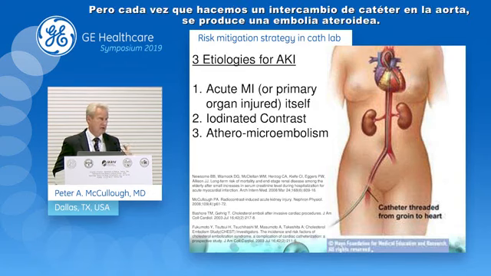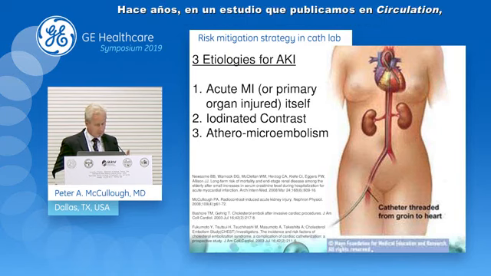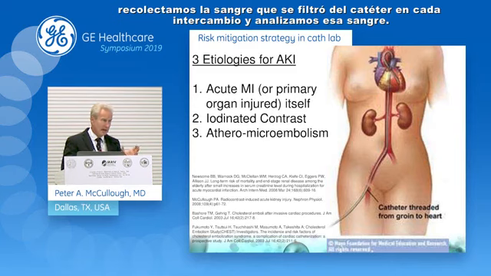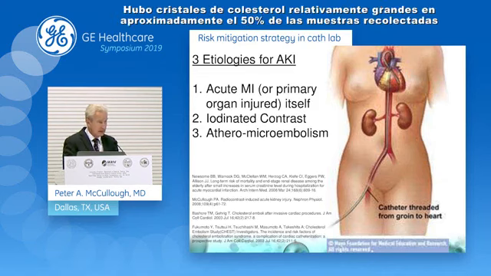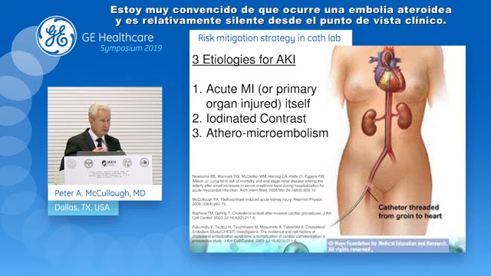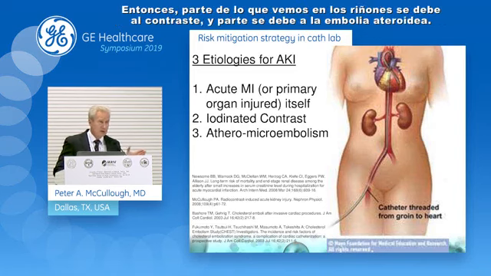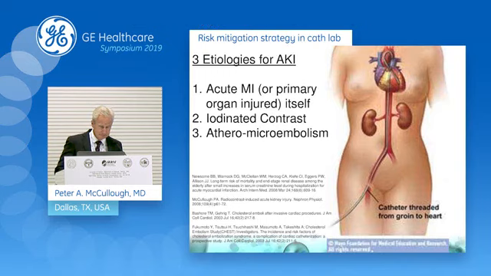But every time we do a catheter exchange in the aorta, there is some atheroembolism that occurs. And years ago, we did a study, we published it in Circulation, where we collected the back bleeding from the catheter on each exchange, and we analyzed the blood for cholesterol crystals. And there were relatively large cholesterol crystals in about 50% of the samples, in over 1,000 cases. So I'm very convinced there's atheroembolism that occurs, and it's relatively clinically silent. So part of what we see with the kidneys is due to contrast, and part is due to atheroembolism.